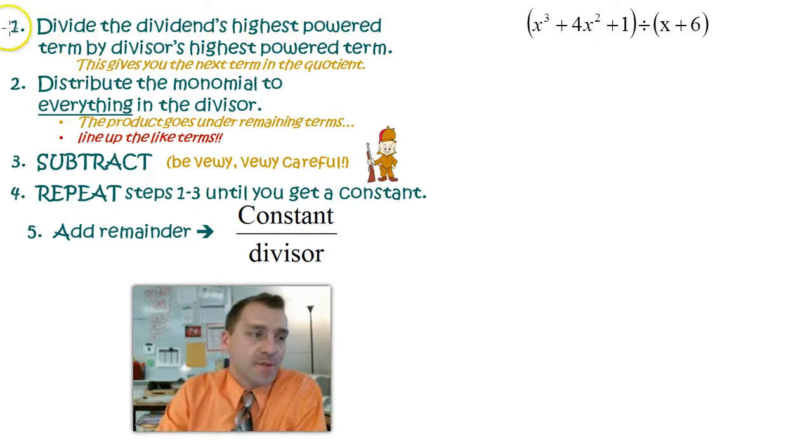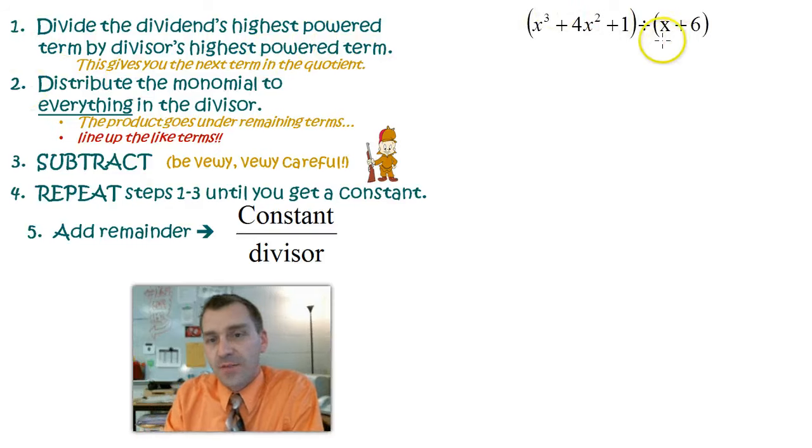All right, one more example. Let's set this thing up right here. What you see is I'm dividing this binomial into this trinomial. And when I set it up with the actual divisor, dividend, quotient, here we go. So it's x plus 6.